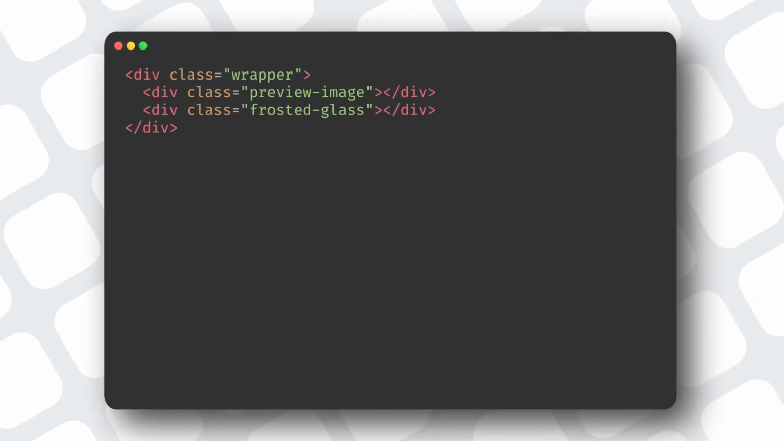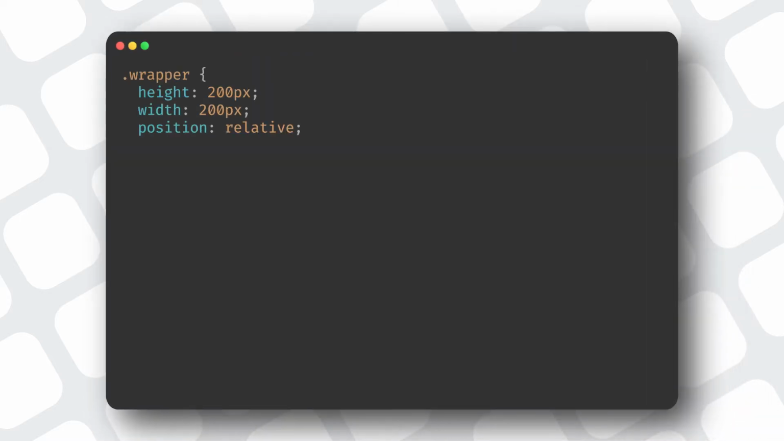Let's jump right into the effect itself. All we need is a couple of HTML elements with some basic CSS code to get them up and running. The first one will serve as a wrapper, while the other two will be used as the preview image and the effect container respectively. We'll give all of them proper class names and use those to apply the basic stylings.